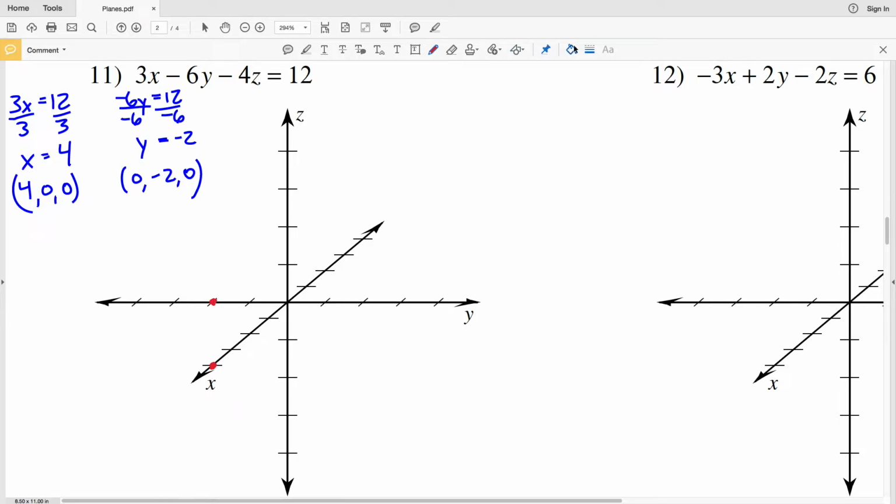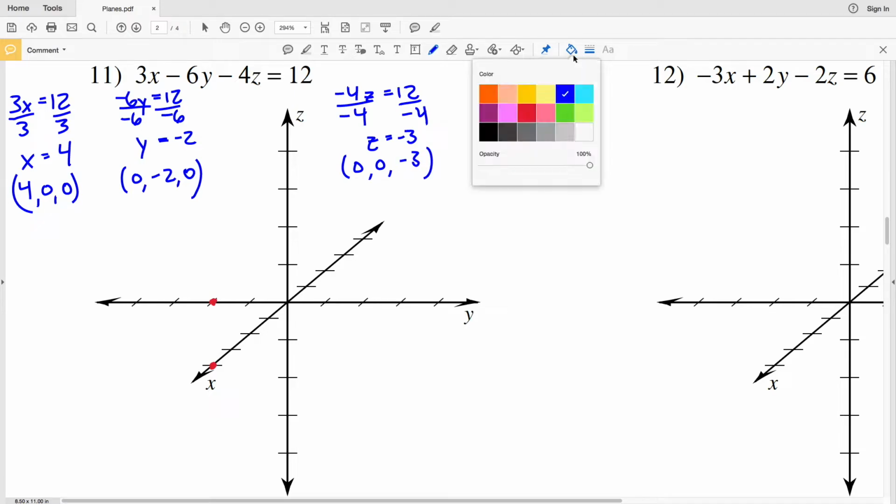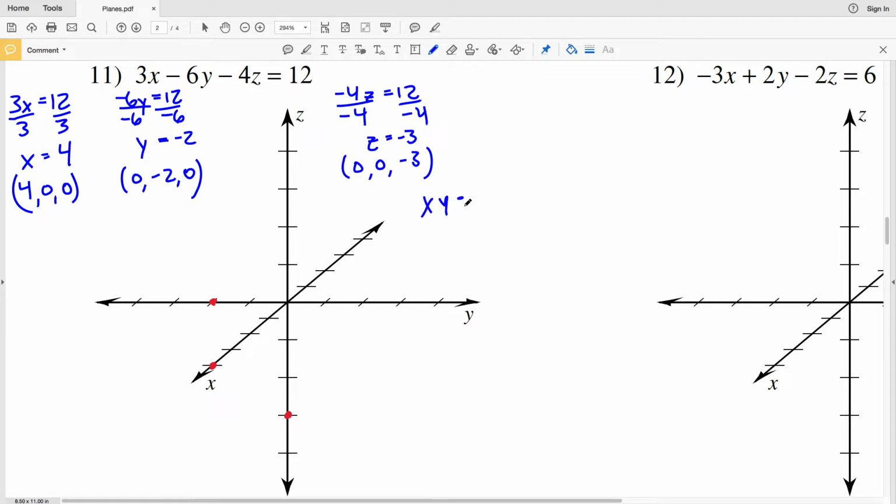And then lastly, my z-intercept occurs when negative 4z equals 12. So dividing both sides by negative 4, I'll get that z is equal to a negative 3. So plotting 0, 0, negative 3, that's going to be down 3 from that origin. Now let's start by finding our xy trace. That occurs when z is equal to 0. So 3x minus 6y equals 12.